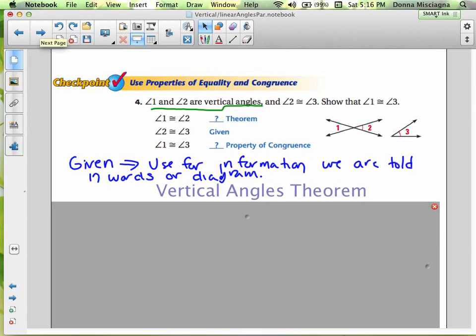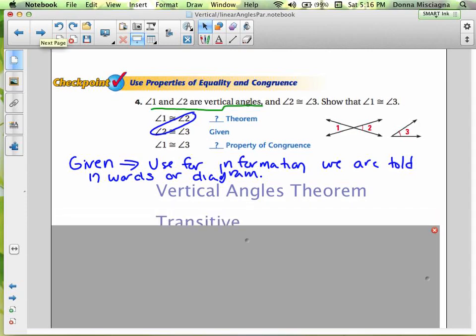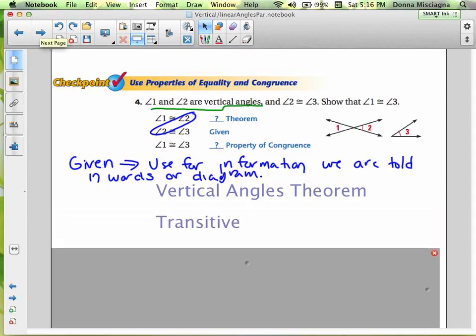All right, so now let's look at the next part. Angle 1 is congruent to angle 3. Notice you've got two things congruent to the same thing. What reason could we use to show that angle 1 is congruent to angle 3? So predict what I'm going to say before I move the screen. Do you have your answer in your head? And if you thought I was going to say transitive property, you are correct.